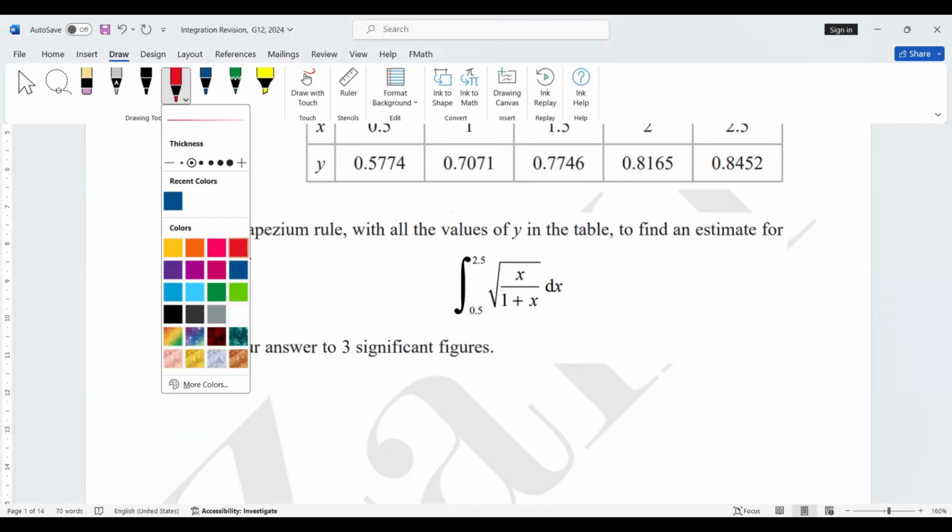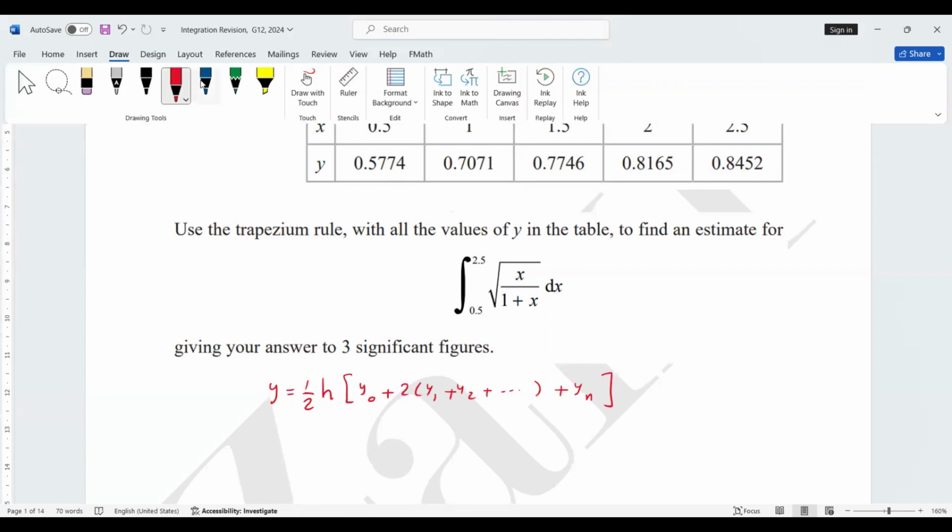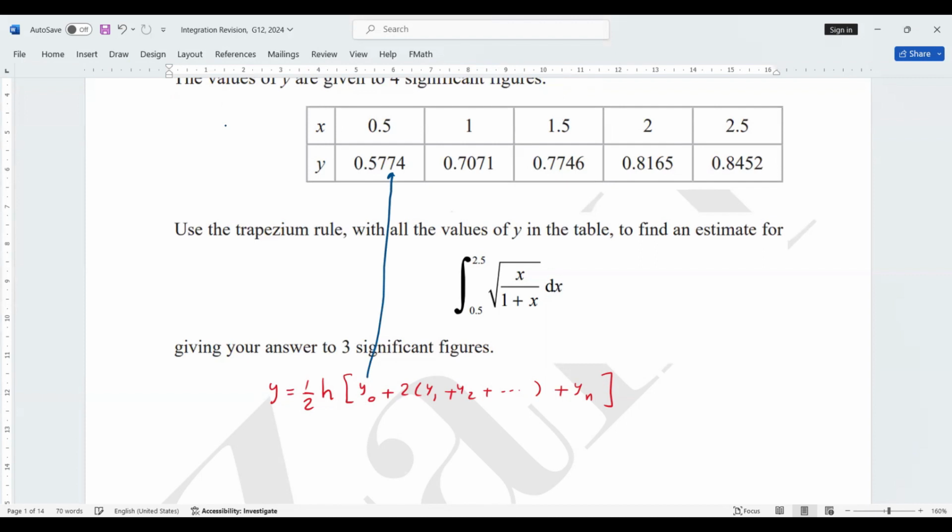y equals half h, then y naught plus 2y1 plus y2 plus, and at the end, yn. What is y naught? Y naught is the first value in the table. So this is y naught, and this is yn, but we need to calculate h.